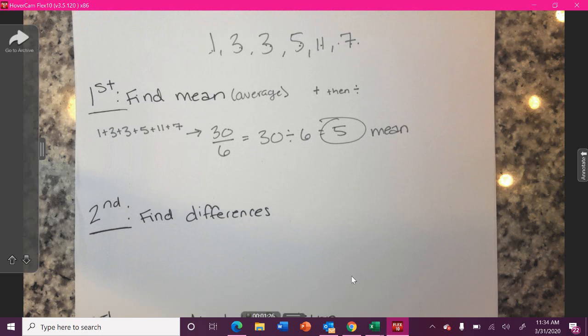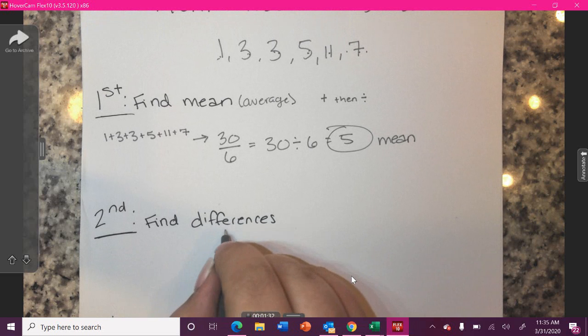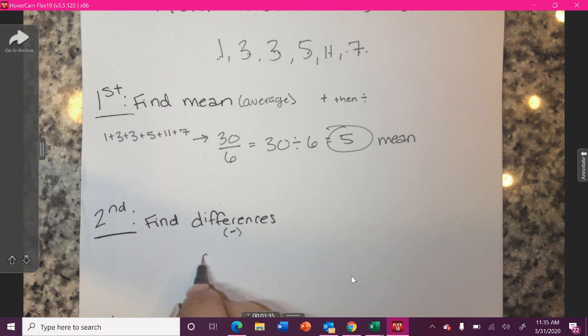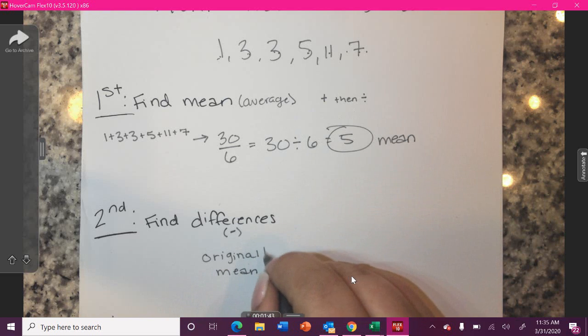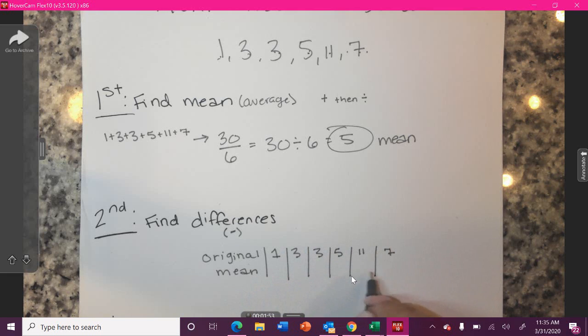After you find the mean, then you need to find the differences. That means we're going to find the differences, or subtraction, between the original numbers and the mean. The original numbers are 1, 3, 3, 5, 11, and 7. The mean was 5. I want to know what the difference between those two things are.